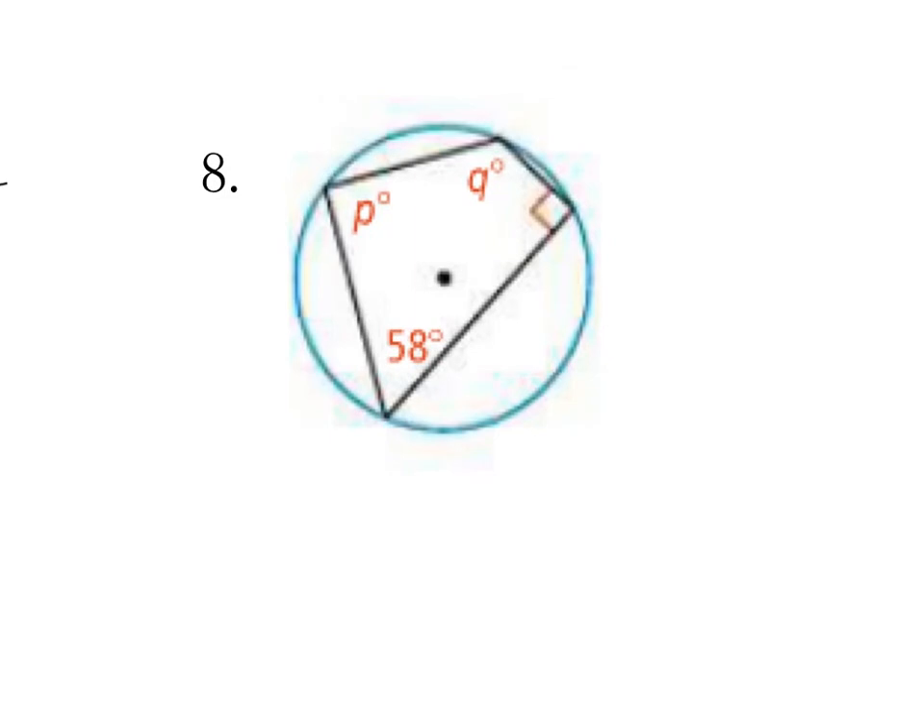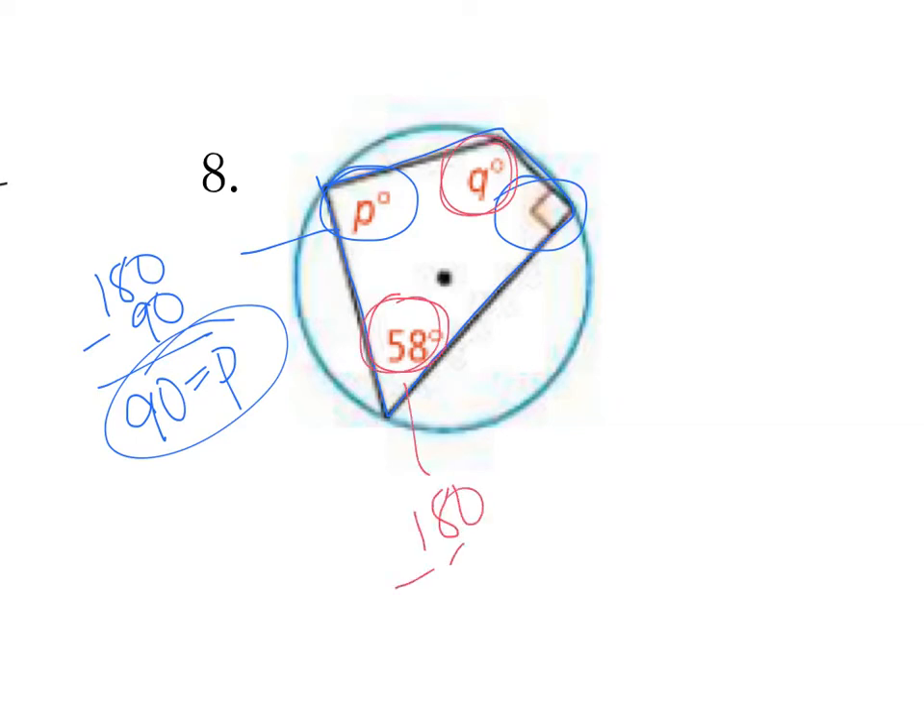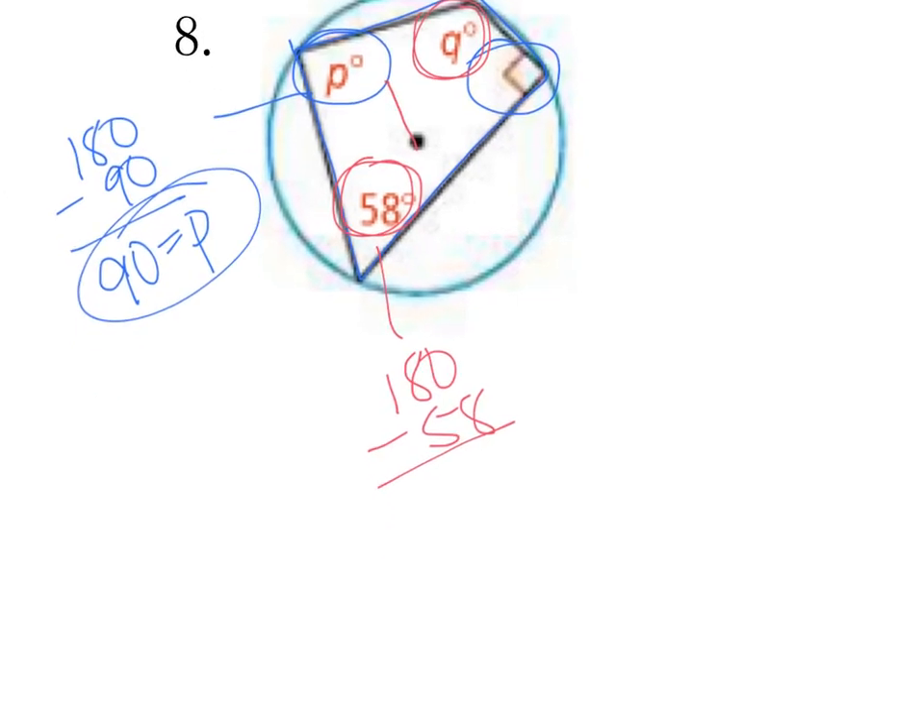Number 8. When you look at number 8 right away, you should see that this is a quadrilateral. When you have a quadrilateral in a circle, it's the opposite ones you're worried about, and they're 180. So to find P, I can do 180 minus 90. P is 90. And to find Q, Q goes with the 58. I can do 180 minus 58. That tells me that Q is 122.